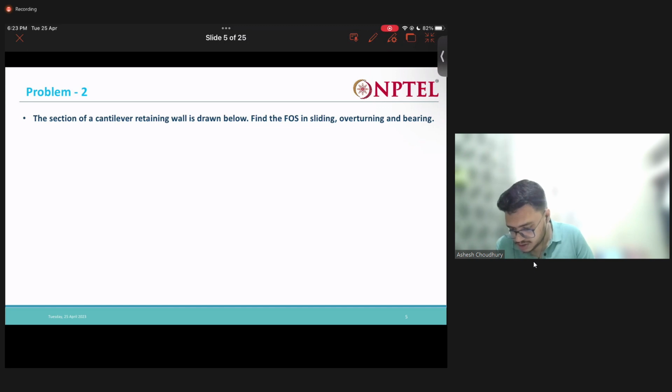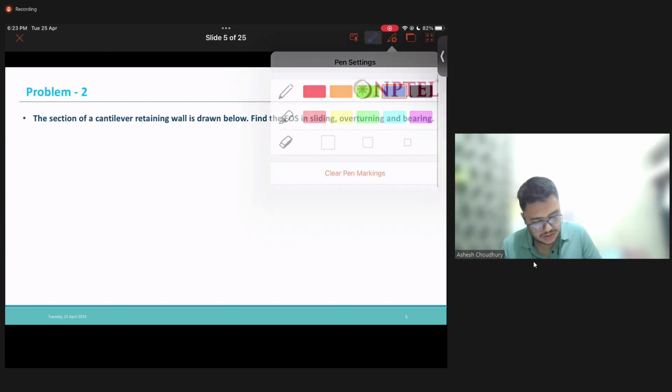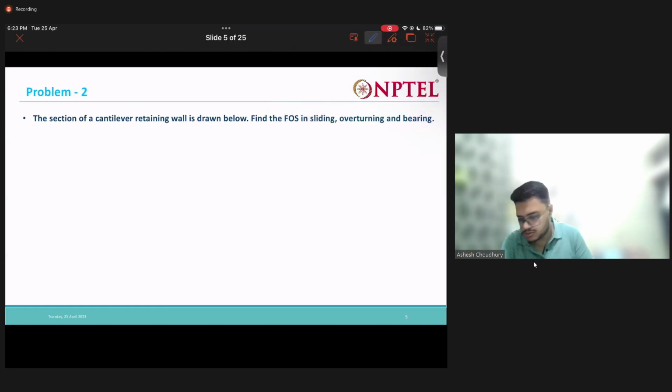Okay, actually, it's all data. Okay, so let us try to solve this. Let us see how much we can solve. If some data is missing, we'll solve that. So let me just draw the retaining wall for you once.